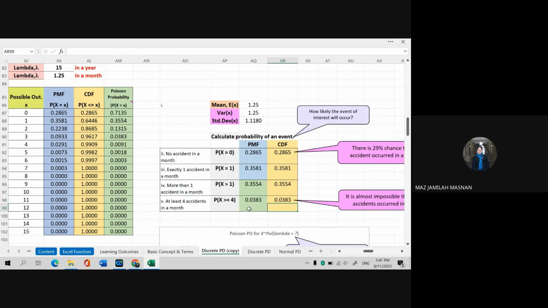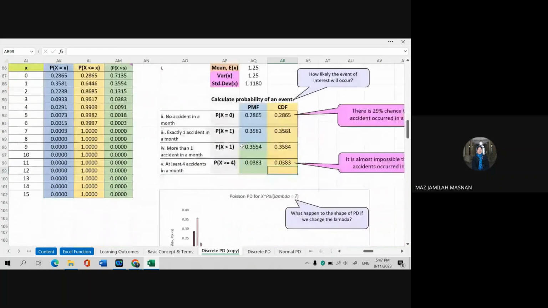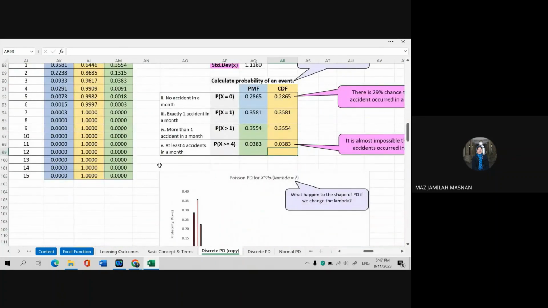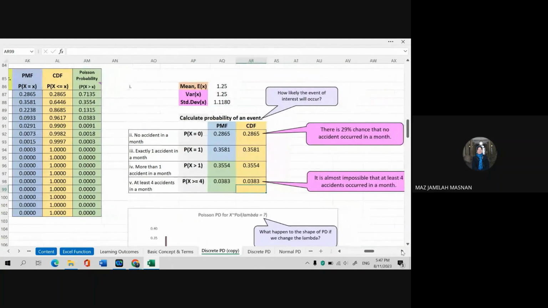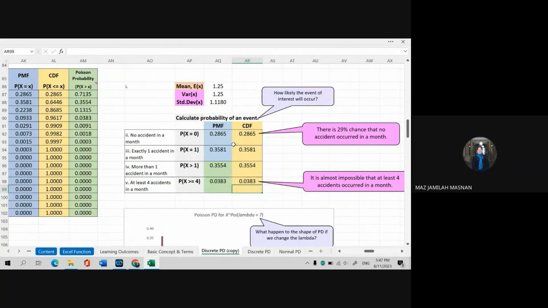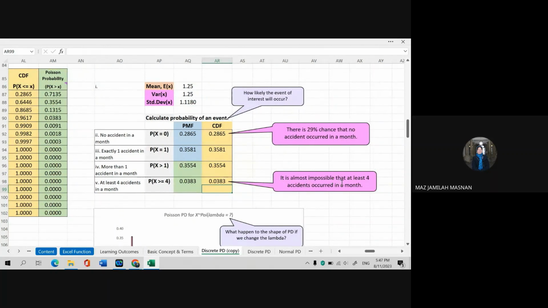To ease my discussion, I already put the answer so that it would be easy for me to recall the correct answer for each and every question using the PMF and CDF. So how to interpret? If you are talking about no accident in a month, the probability is 0.2865. So you can say there is a 29% chance that no accident occurred in a month. That's how you can interpret the probability value. In the next case, at least 4 accidents in a month, you can simply say it is almost impossible that at least 4 accidents occurred in a month.